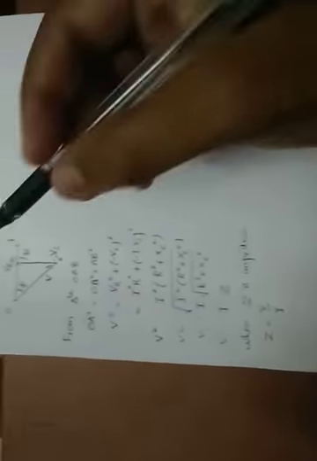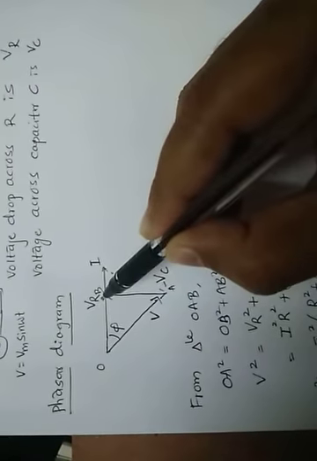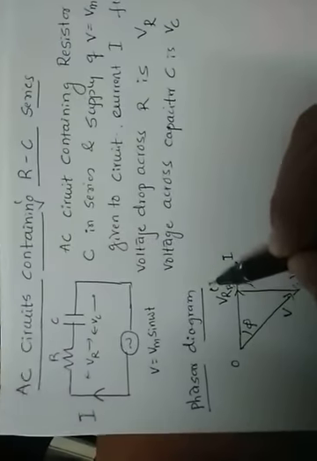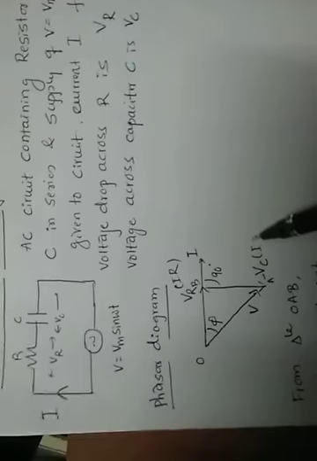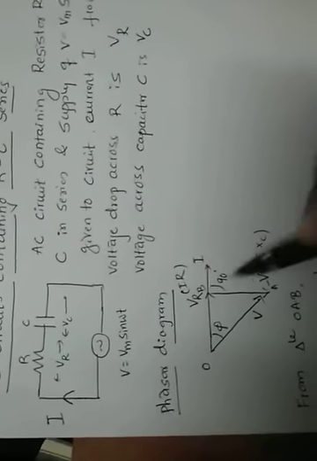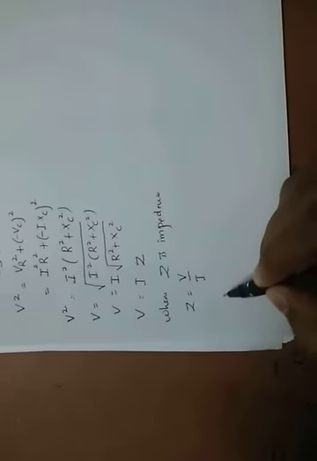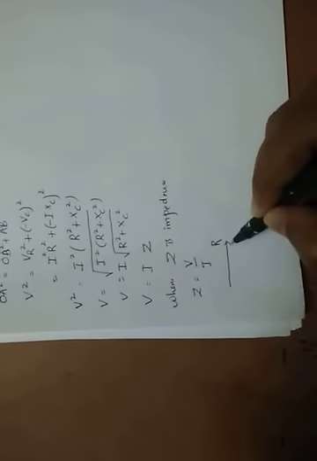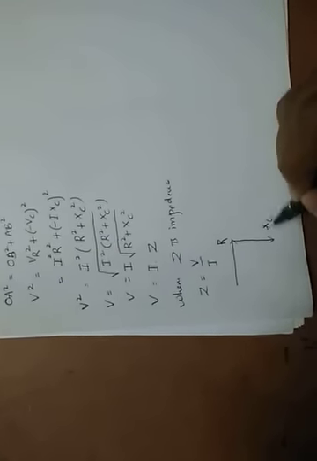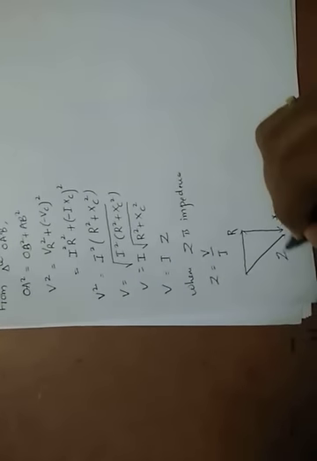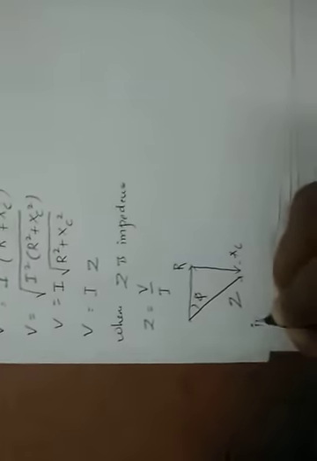We can also draw the impedance triangle here. From this triangle, it is I into R, and it is I into XC. If we remove the common I, we get the impedance triangle like this. It is R, it is XC, and from this we get Z, with angle phi here. We call it the impedance triangle.